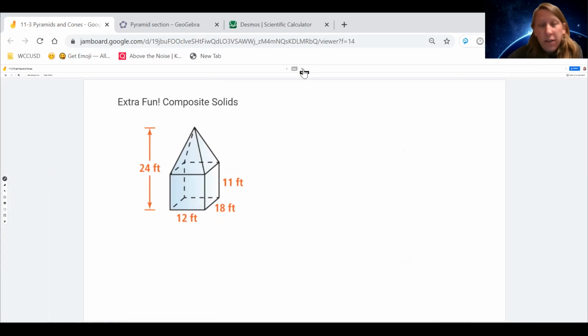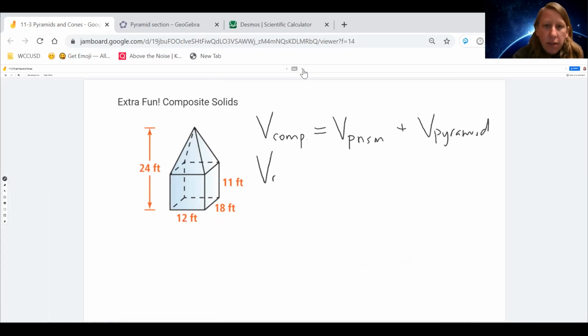Ooh, these are extra fun. Composites. So if I want to find the volume of all of it, I'm going to do the volume of the rectangular prism. And then on top of that, I'm going to add the volume of the pyramid. These are fun. You just have to kind of stick with it. The volume of the composite solid.